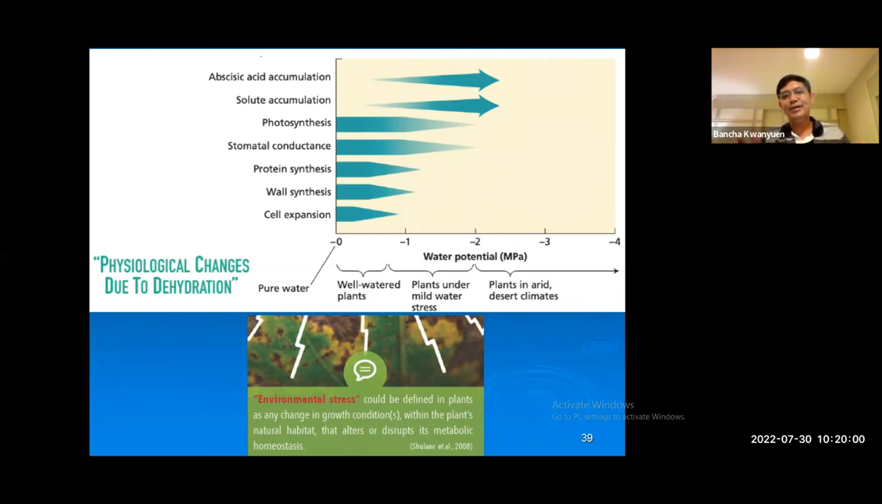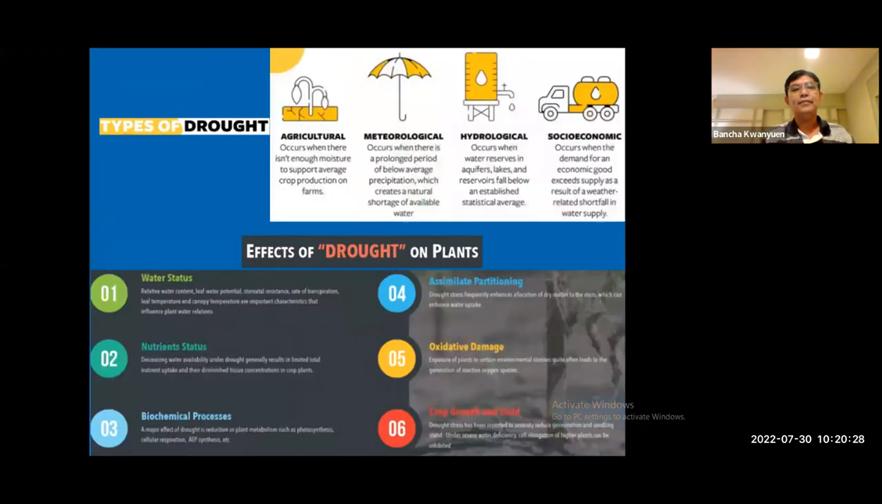So this is kind of okay if the plant is well, and then the plant under stress. And at the other state, if it is more than minus 3 megapascal, the plant maybe cannot really tolerate anymore. It's also difficult. So the environmental stress is something that we have to understand in the crop, okay. So water shortage, as we can clearly see from the last figure, has influence on the crop.